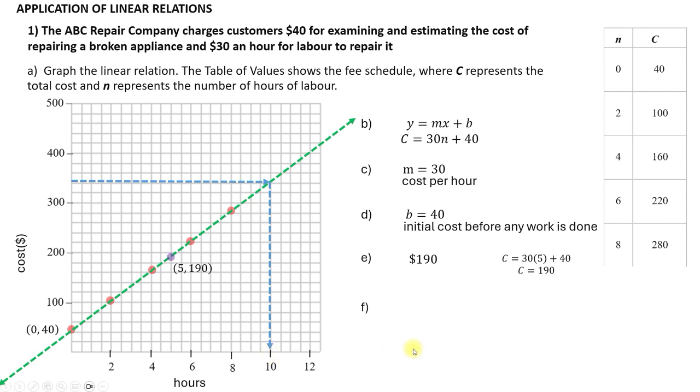However, we could have done this slightly differently. We could have just set up our formula and plugged in 340, which is our cost, and solved for n. And doing it this way, algebraically, we come up with a value of 10. So 10 hours for a repair job that costs $340.